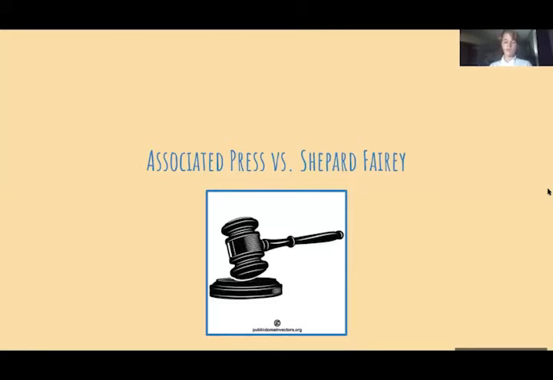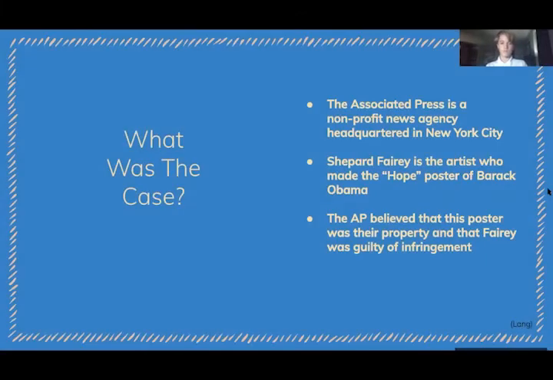So the next case is Associated Press versus Shepard Fairey. So what was the case? So the people in this case are the Associated Press, which is a nonprofit news agency headquartered in New York City, and Shepard Fairey, who is an artist, and he made the Hope poster of Barack Obama.